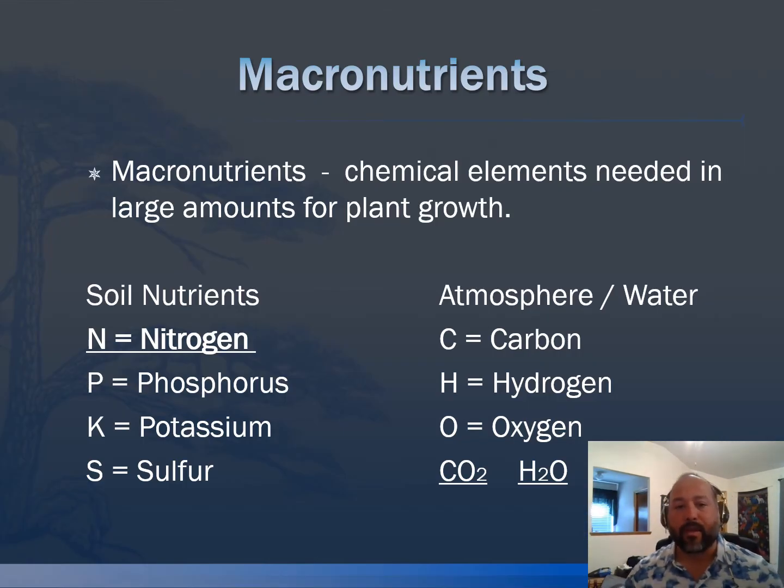Now, in terms of macronutrients, macronutrients are the chemical elements needed in large amounts for plant growth. These are the ones that the plant needs the most, has to have. In terms of soil nutrients, it's nitrogen, phosphorus, potassium, and sulfur, but really a bigger emphasis on nitrogen, phosphorus, and potassium. How do we know this? Because when we go to the store and see bags of fertilizer, all we're going to see in those bags is nitrogen, phosphorus, and potassium, because those are more than likely going to be the ones that are limiting, because they're the ones that are most needed.